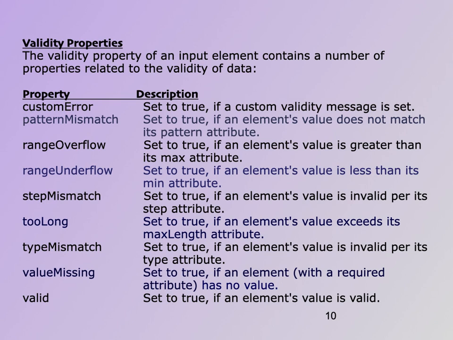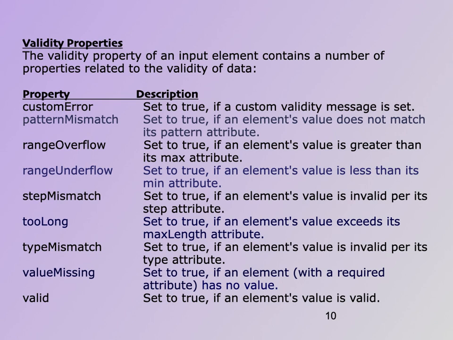Range overflow and range underflow, that we will see in the next example. Range overflow is set to true if an element's value is greater than its max attribute. Range underflow is set to true if an element's value is less than its min attribute. Step mismatch is set to true if an element's value is invalid per its step attribute. Too long is set to true if an element's value exceeds its max length attribute. Type mismatch is set to true if an element's value is invalid per its type attribute.